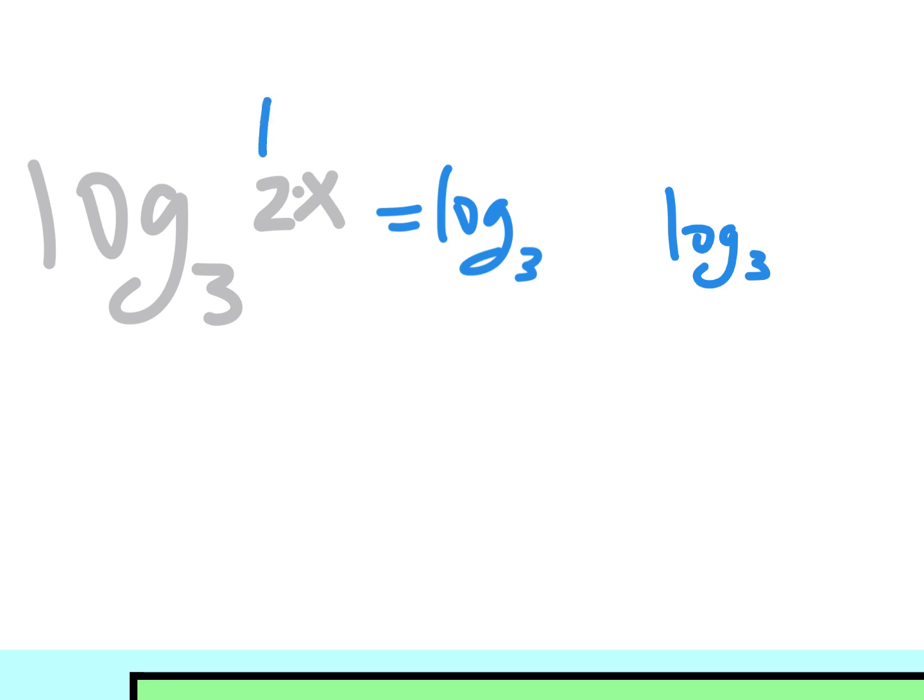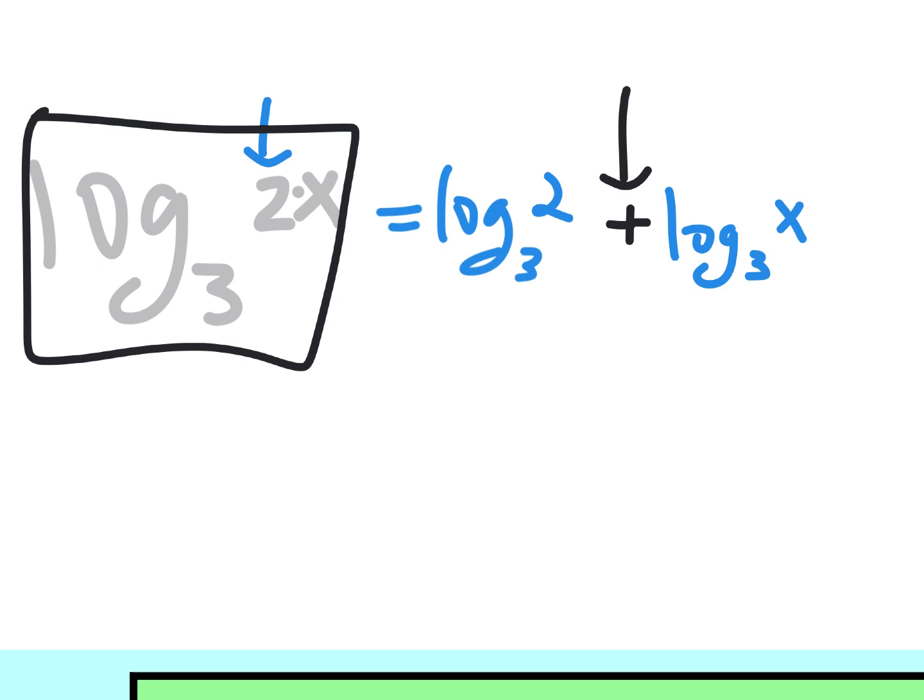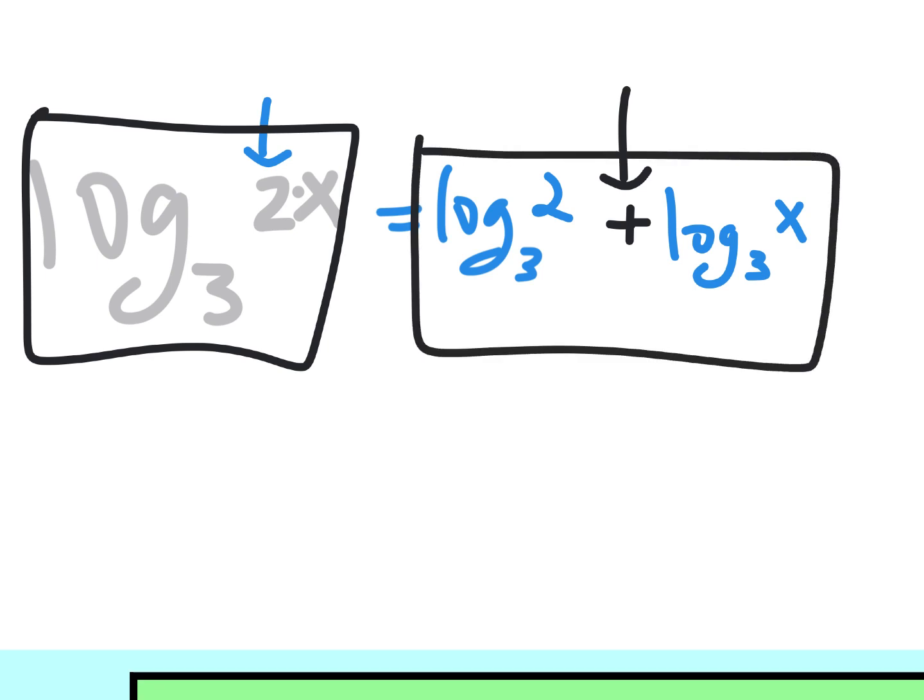Well, and there's two things, 2 and x. And that's pretty much it. You just got to remember what to put in between them. What did I say went with multiply? Plus. So there's your answer. Do you get what I just did? I gave you something condensed, and you had to expand it into two logs.